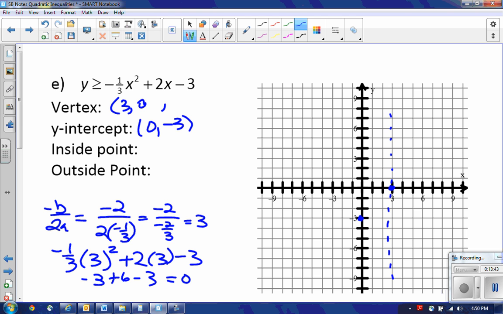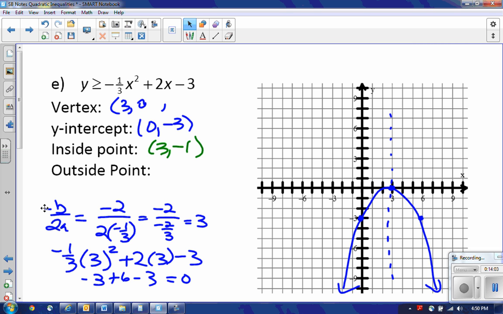This is my vertex, so my axis of symmetry runs right here. I'm 3 units away, so I'm going to count 3 units on the opposite side. And I have a solid parabola right here. Point inside, let's take the point (3, -1). For my outside point, I'm going to take the point (3, 2).